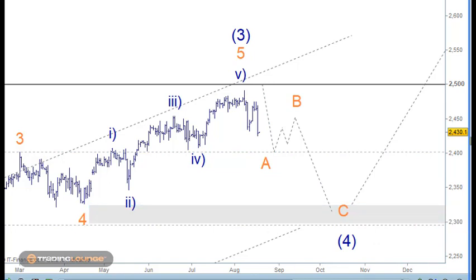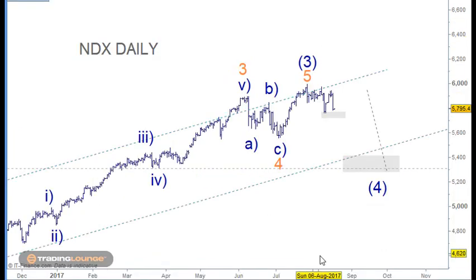The NASDAQ is the same here as well, if we can have a quick look. I was happy with the count that I did here, but what I didn't like is this 3-wave structure here. That made it corrective. So it could still be a corrective pattern and move up, but I've still got this coming into this space.